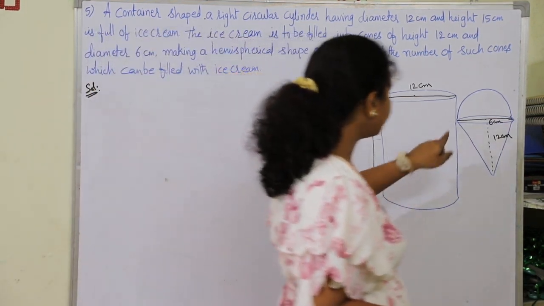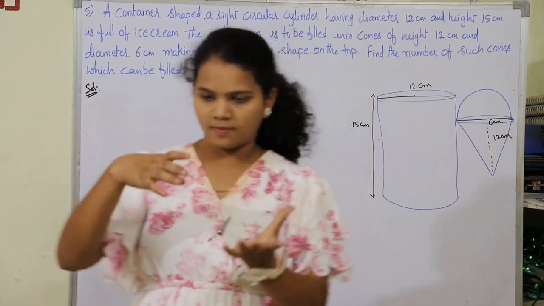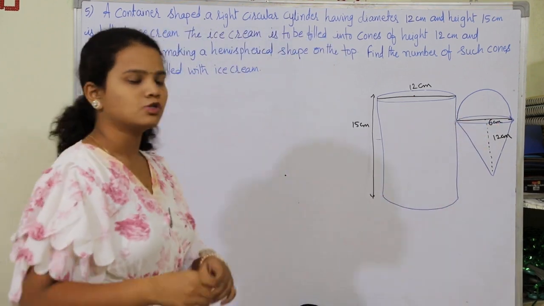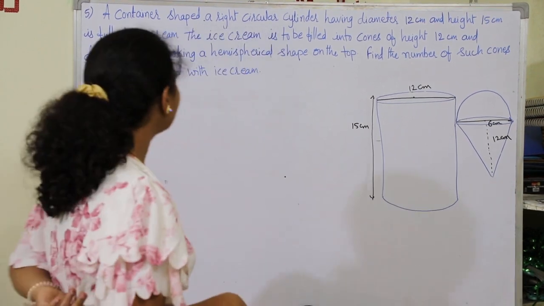Where diameter means you have the base over here. This base of the cone is common, so you have a common base for the cone as well as the hemisphere, where the hemisphere has been surmounted on the cone. Now let's go for the next one.